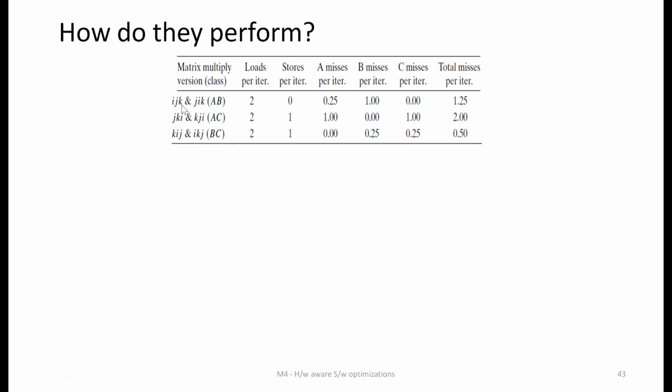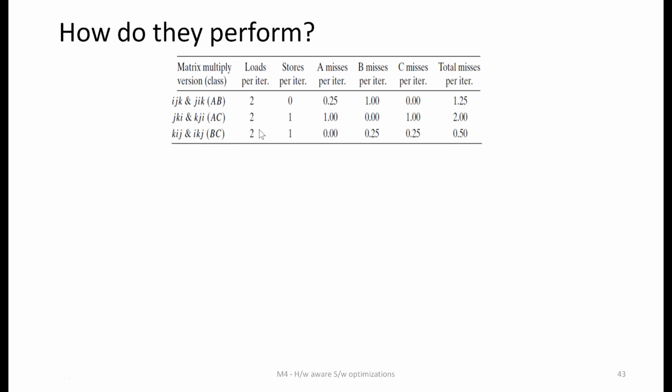IJK and JIK have similar performance. We would load two elements and we are not storing any element, so there is no store here. JKI and KJI, we are loading two elements and we are storing one element. And here the miss rate, we have already seen that both A and C have almost all the accesses as misses.